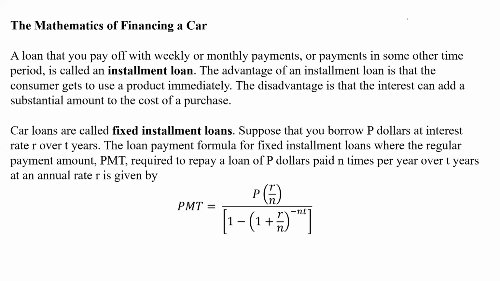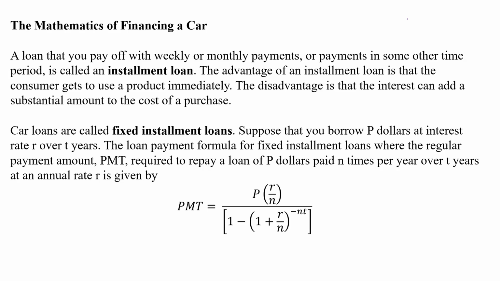So, first off, the mathematics of financing a car. A loan that you pay off with weekly or monthly payments, or payments in some other time period, is called an installment loan. Now, the advantage of installment loans is that the consumer gets to use the product immediately. The disadvantage is that the interest can add a substantial amount to the cost of a purchase. And car loans are called fixed installment loans.